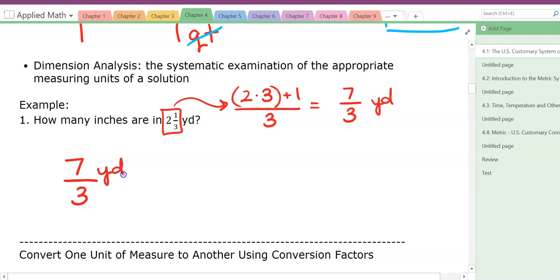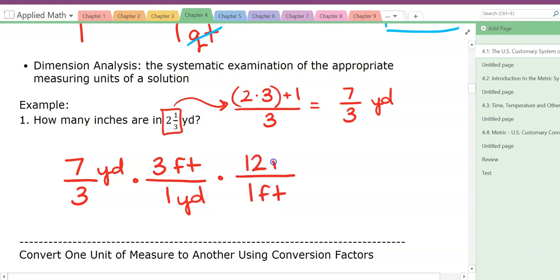I'm just going to put yards on top. And I want to get to inches. Let's go yards to feet first. So how many feet are in a yard? 3. So I'm going to put 3 feet on top, 1 yard on the bottom. Now let's go feet to inches. How would I set this one up? Good, 1 foot on the bottom, 12 inches on top. That way, yards cancel, feet cancel, and I'm left with inches.